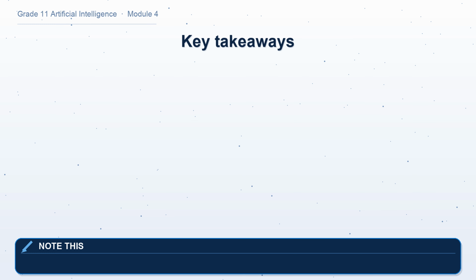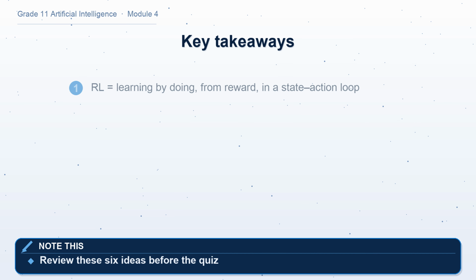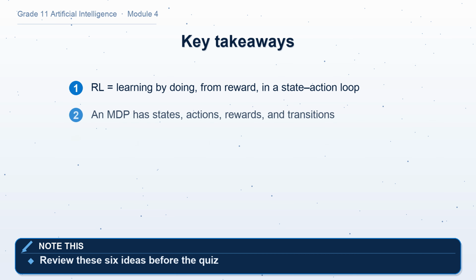Let's gather the key ideas. Reinforcement learning is learning by doing from reward in a loop of states and actions. A Markov decision process has states, actions, rewards, and transitions. Q learning estimates the value of each action, the Q value, from experience.